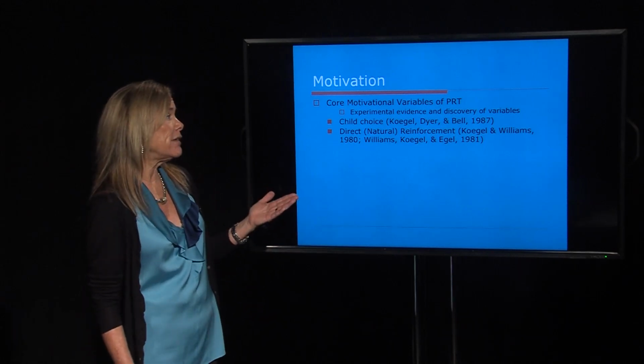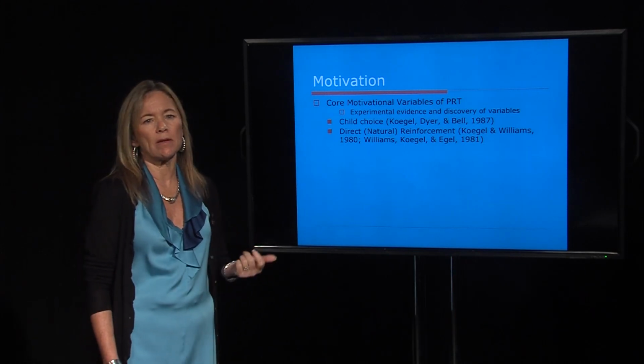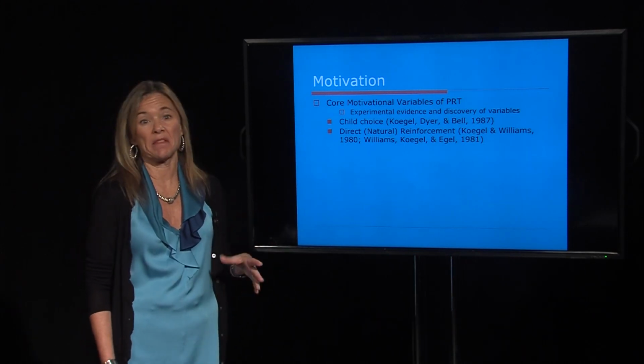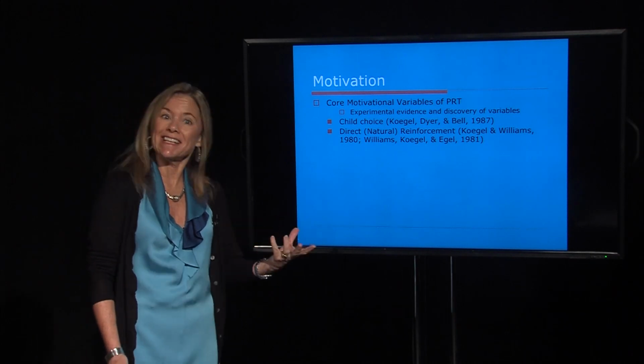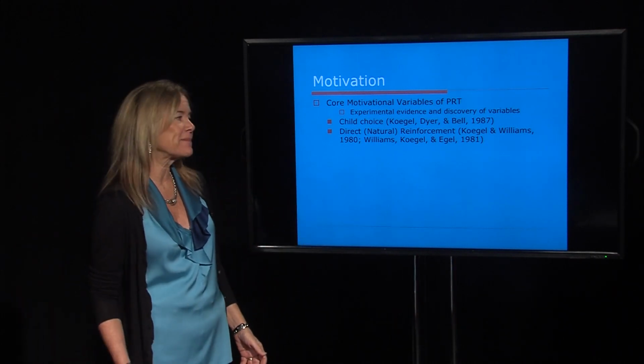And of course, if you use child choice, it's inherently linked with natural reinforcers, because if you have their favorite toy and they say the name of the toy, then you can give them the item. So they're pretty closely linked.